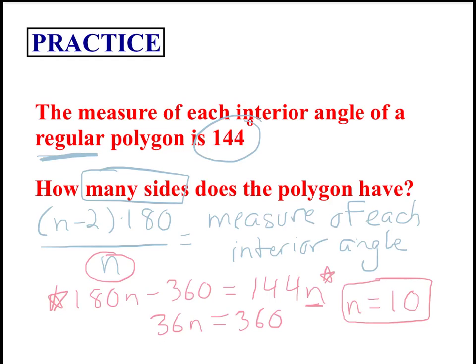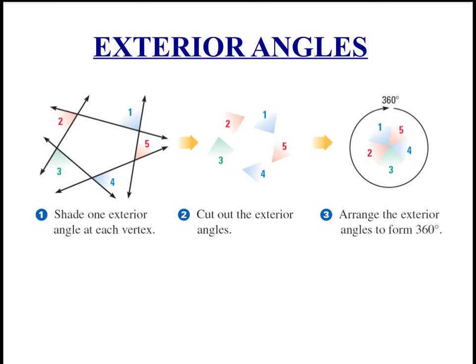So I want to transition from interior angles to exterior angles. So the way that we get exterior angles is, first step, to shade one exterior angle at each vertex. So we stretch out all the sides and shade one of the exterior angles. Now the reason we're doing this is because we want to figure out the correlation between the exterior angles and the interior angles. So if we were to cut out all the exterior angles and put them in a circle, we'll see that the sum of the angles has to be 360.